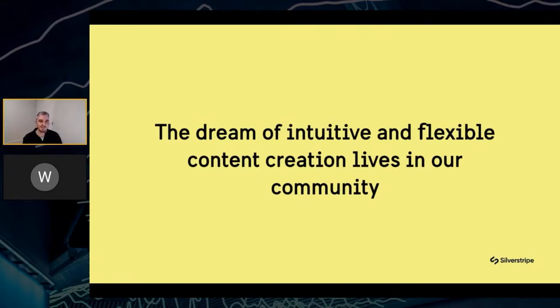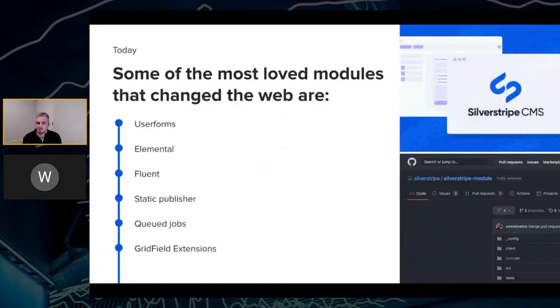And so I'm kind of excited to come here and ask the questions and to think deeply about what the CMS means for today and kind of live in it with the community and what their hopes for the CMS are as well. And so some of the most loved modules that are not core to the CMS, that don't answer these frequently asked questions, are things that we love every day: UserForms, Elemental, Fluent, Static Publisher, Queued Jobs, and GridField extensions. And I just picked the top of the list. There is a phenomenal list of functionality that is created in our community. And so I feel really excited about what we're able to do when we ask ourselves these questions.